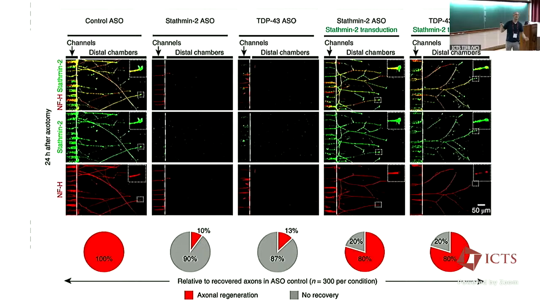And they use several antisense oligonucleotides to knock down different genes. So if they knocked down STATHMIN2, they had no axons outgrowing. So this is normal, control ASO. Injure them, the axons grow. Knock down STATHMIN2, there's a defect. Knock down TDP-43, there's also a defect. Okay. Knock down STATHMIN2 and then add back STATHMIN2, it rescues it. That's like a control. Then the surprise was knock down TDP-43 and add back only STATHMIN2 and it recovers it.